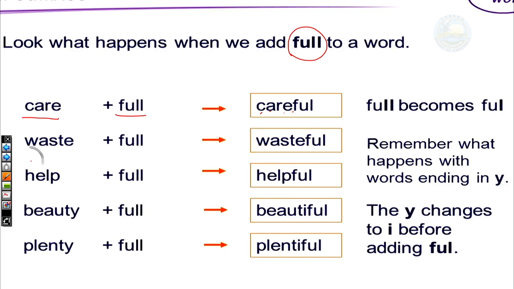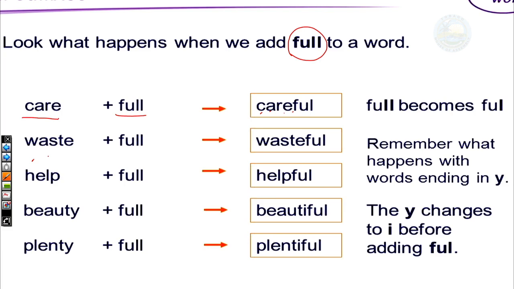Waste is our next word. W-A-S-T-E plus full. Again, we drop the final L to spell the word wasteful that is in this box. Same thing happens with the word help and full. Helpful is spelled by dropping the final L on the suffix full.